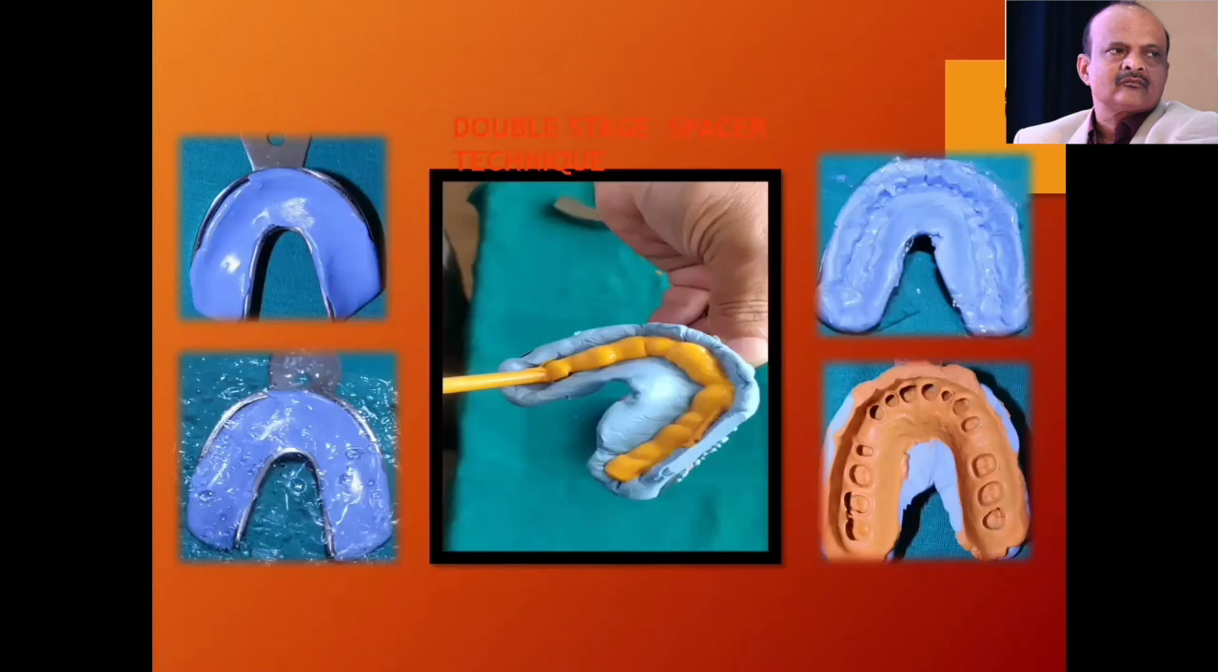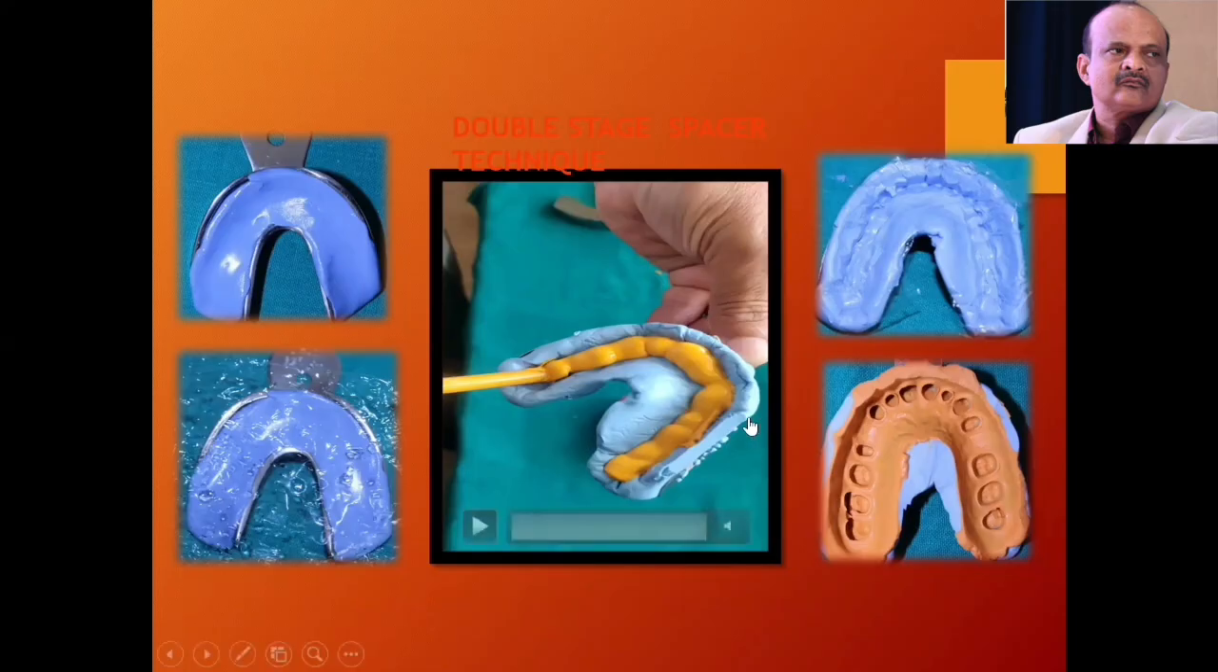This is a double mix, double impression technique, wherein there is a first putty impression made with a cellophane paper, but cellophane papers are around 20 to 40 micron thickness, and they are laminated on a putty and impression is made.